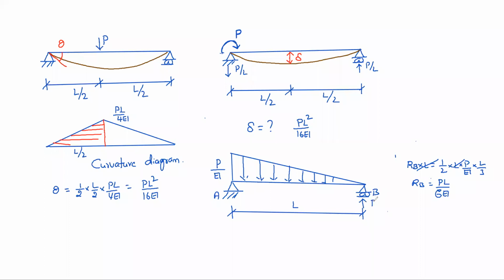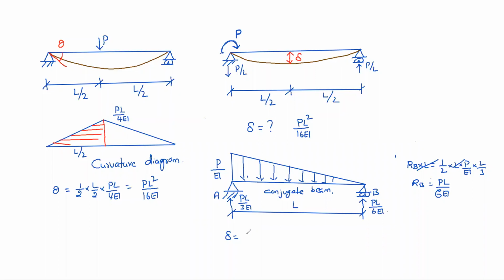This reaction is PL by 6EI. Of course, here you can get PL by 3EI. So delta equals the bending moment at the center of this conjugate beam. This is the conjugate beam. If you want to find the deflection in the real beam, then in the conjugate beam you need to find the bending moment.